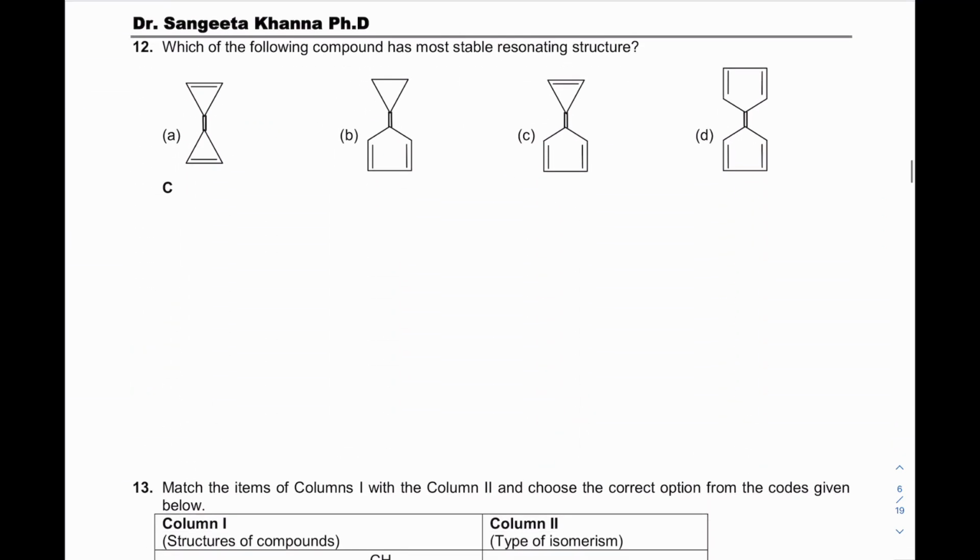Next is which one of the following compounds has a more stable resonating structure? Out of these, if electrons are shifted over here, both the rings will now be aromatic: a 3-membered ring with a positive charge and a 5-membered ring with a negative charge. In the rest of the cases, it is not possible.